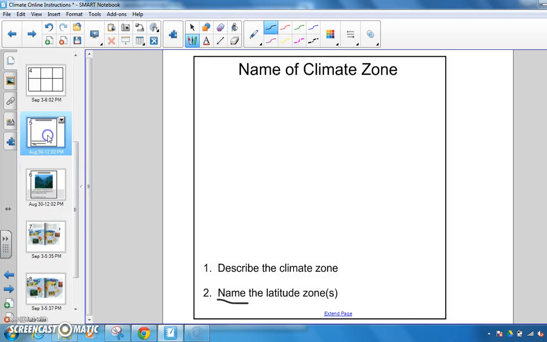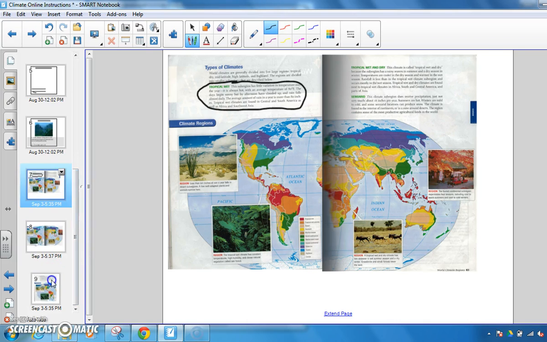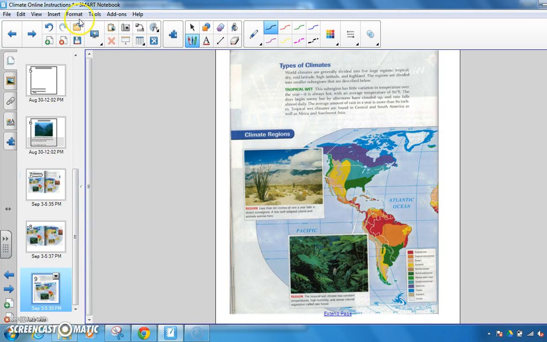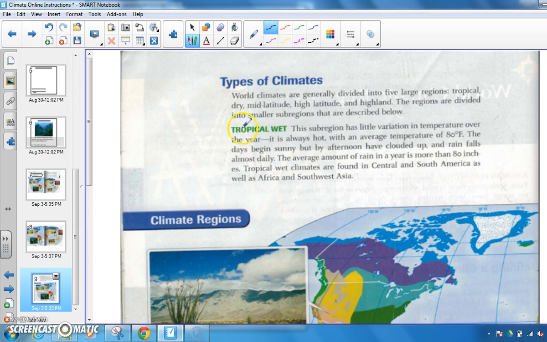Once you've done that, now I'm going to need to describe the climate zone. Well, where are you going to find your descriptions? They're right here above the map, from page 60 to 61, and then you'll find the others on 62 and 63 in your textbook. So let's focus just on tropical wet that's here, and let's read through a description so that we have an idea of what this looks like. Give me a second to zoom in on the page width so you can read it with me.